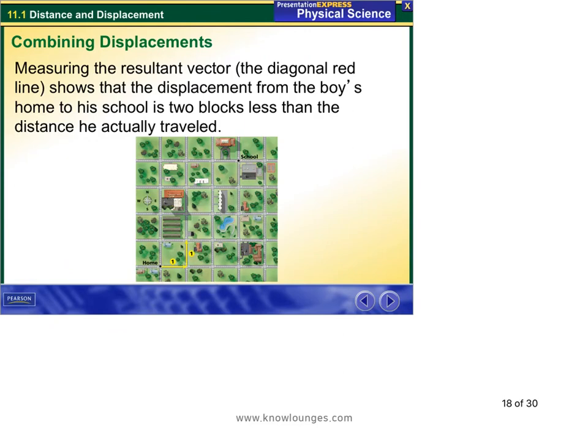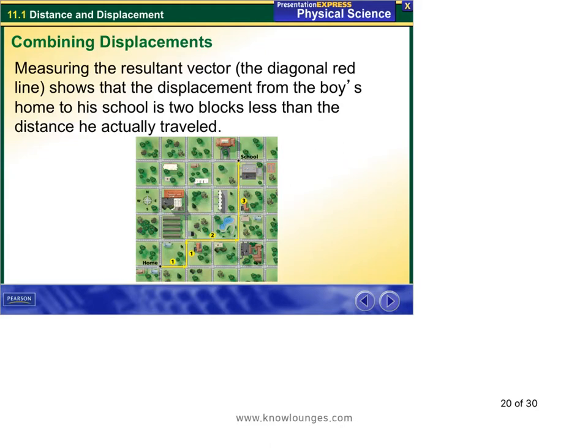So with these next few slides, the resultant vector is going to be the diagonal red line, and the actual distance is represented in yellow here. So the boy went 1 block east and 1 block north. Then he goes a couple blocks back east and goes 3 blocks back north to get to the school.